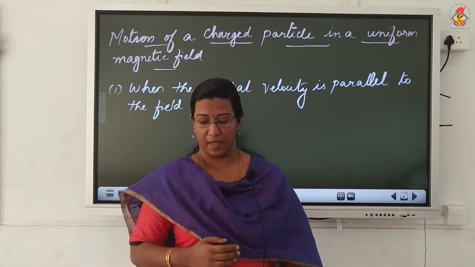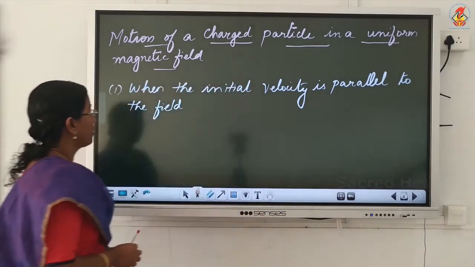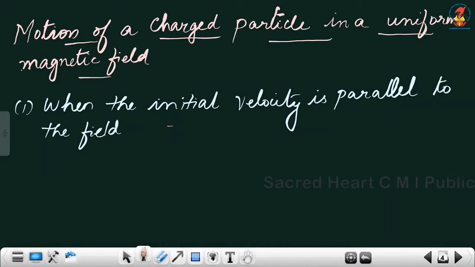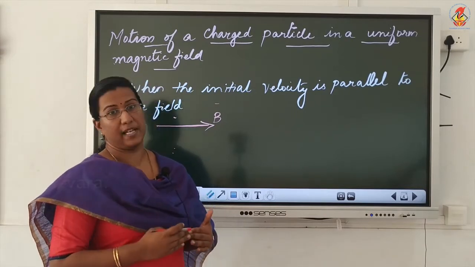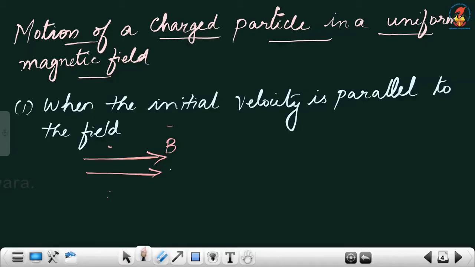So, imagine the first case, in which the initial velocity of the particle is parallel to the field. The particle is travelling parallel to the field. Imagine there is a magnetic field along the x-axis, and the particle enters the field parallel to it with the velocity v. Now, if you look at this diagram, you can see the angle between B and V is 0 degrees. So, here theta is equal to 0 degrees.